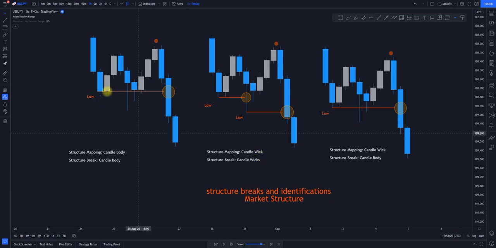What it basically means is that when price is falling, it is still the same type of method, but I just want you to see it in a view that you already know, oh, this one is mapping with candle bodies and then breaking with candle bodies. The second one maps with candle wicks, and also breaks with candle wicks. But with this one, it's a little bit trickier than it seems.